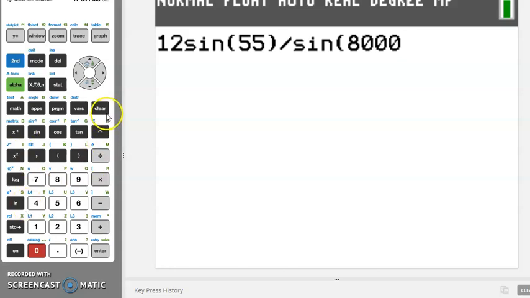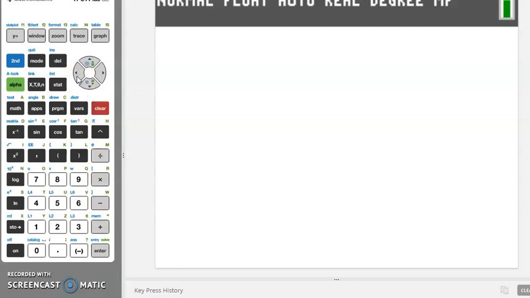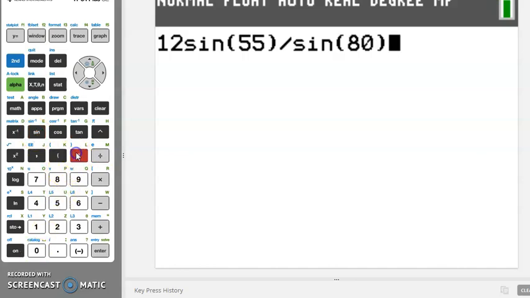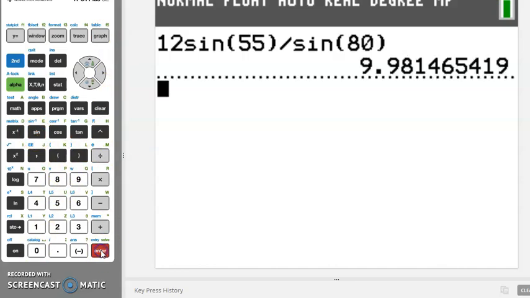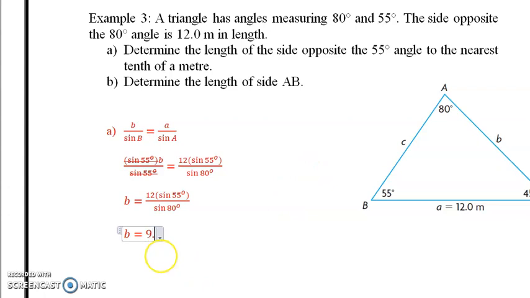Close my bracket, and we hit. Oh, sorry about that. Not 8,000. I apologize. 12 sine 55 divided by the sine of 80. Close my bracket. Hit enter, and I get 9.981. Okay, 9.981. And set to the tenth of a meter, so that's one place after the decimal.